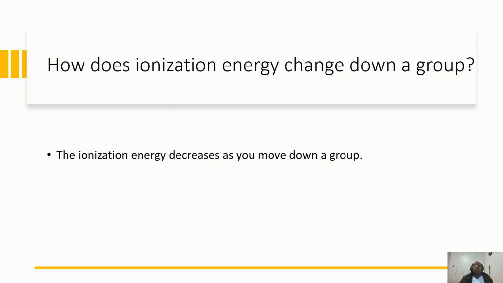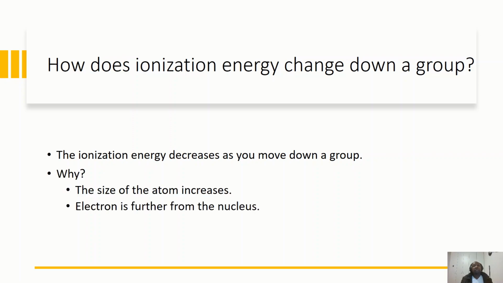That's why when you go down the group, the ionization energy decreases: the electrons in the outermost shell require less energy to take away because they are so far from the nucleus, which is holding them together. The size of the atom increases, and the electron is farther away from the nucleus, so there is little attraction between the nucleus and the electrons.